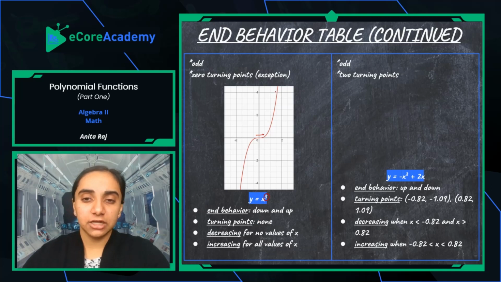If we look at end behavior, we're going to look at the ends of this graph. It's down here to the far left, and then it's going upward here to the right. We read it like a book, so left to right. It's down here, and then it's up here. So that's why we say down and up.